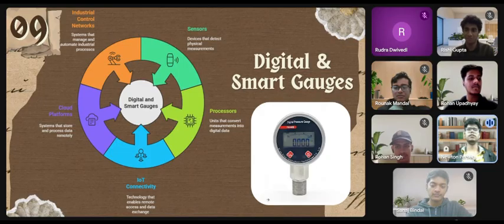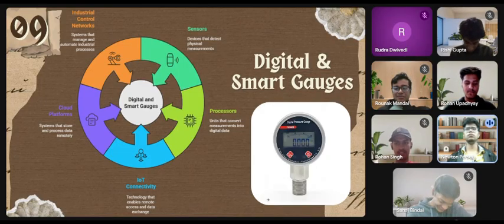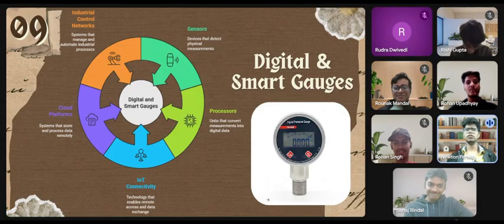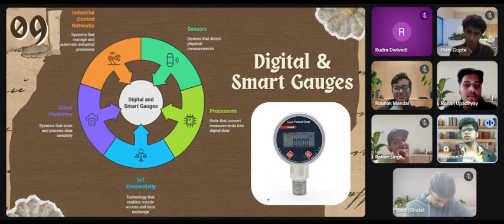Here in this slide, we discuss this chart, which shows various types used in pressure like industrial control, network, sensor, processor, IoT connectivity, cloud platform, and here are digital smart gauges. This is the figure. Now moving to next slide.